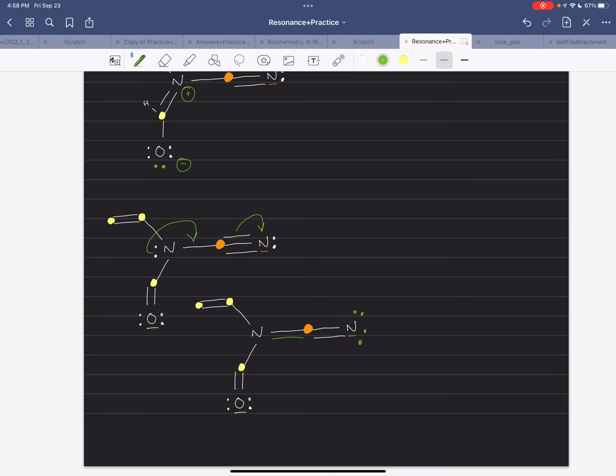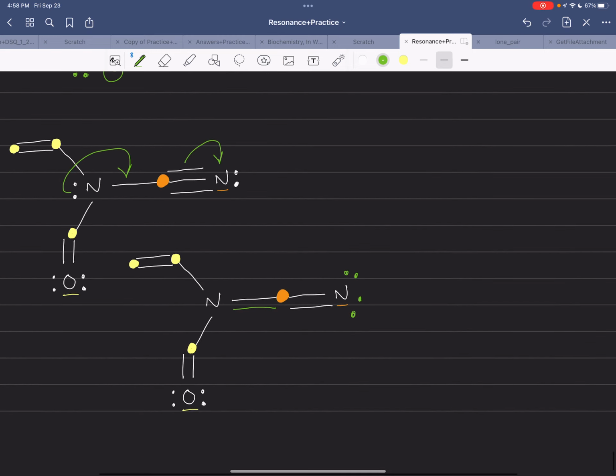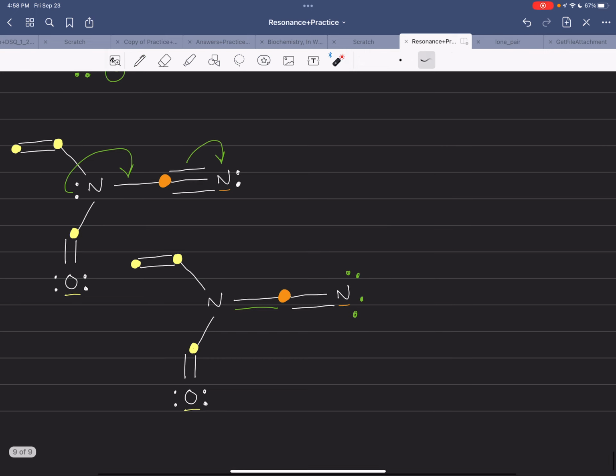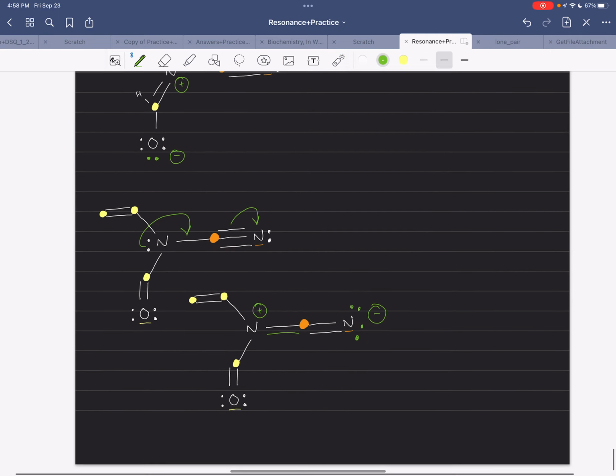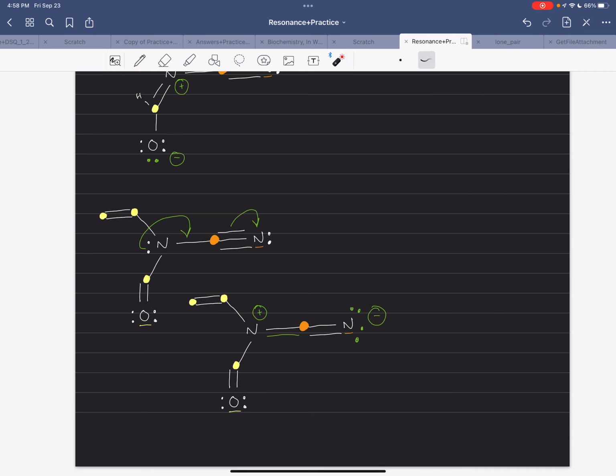All right, so do we have charges here? Well, we have a nitrogen with 5, 4, 3, 2, 1 with a plus charge here. And then the nitrogen over here, we have 5, 4, 3, 2, 1, 0, negative 1. All right, so again, a total neutral charge. Interestingly, this carbon retains its sp hybridization because it still has 2 pi bonds.